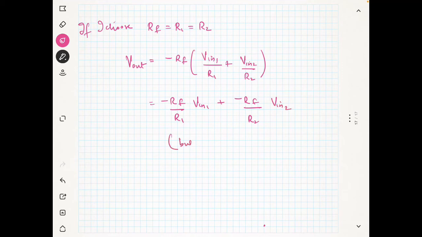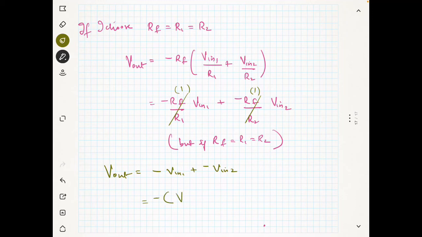But if RF equal to R1 equal to R2, what will happen? This will cancel and this will be 1. This will cancel and this will be 1. That is nothing but the unity gain, you can say. The gain becomes unity. So the gain is now depending only on RF and R1. So what is V out now? V out is equal to minus V in 1 plus minus V in 2, which is nothing but minus of V in 1 plus V in 2.